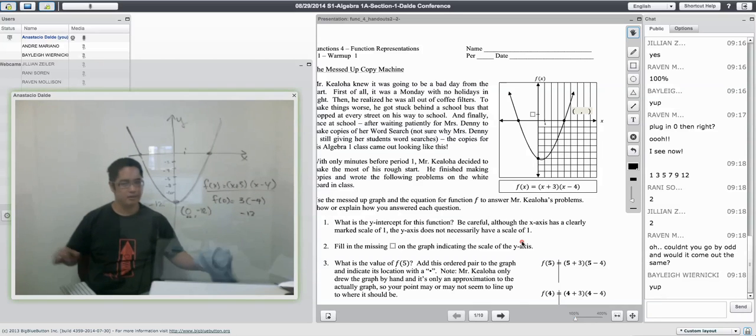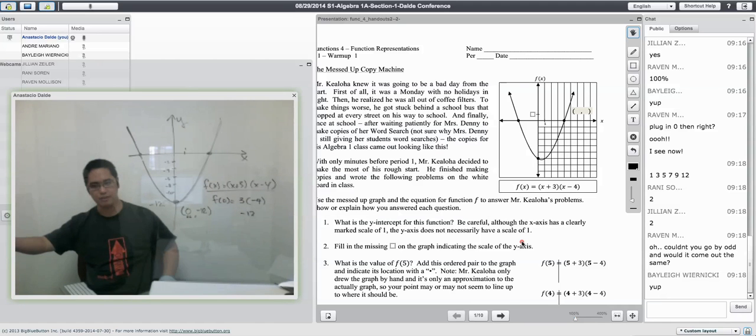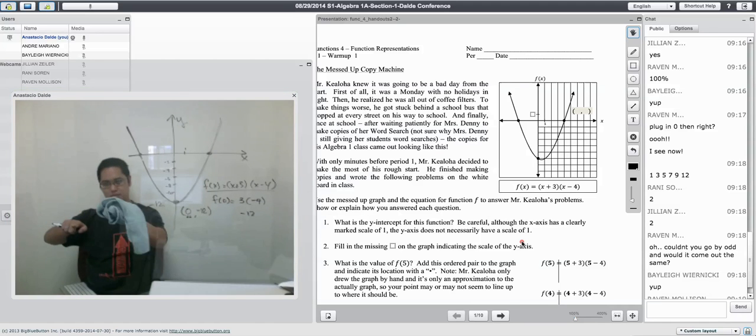All right, I'm going to erase this part right here. So take a picture if you want. I'll give you a second. All right, good.